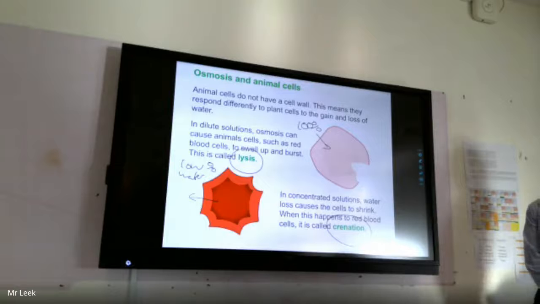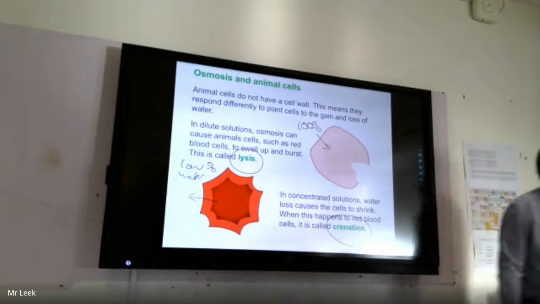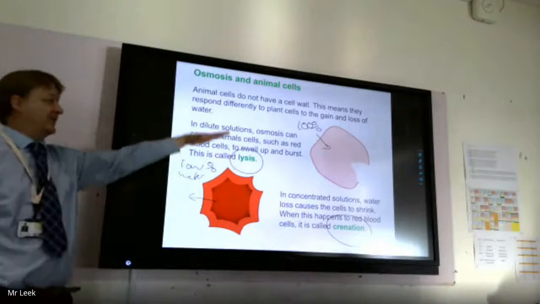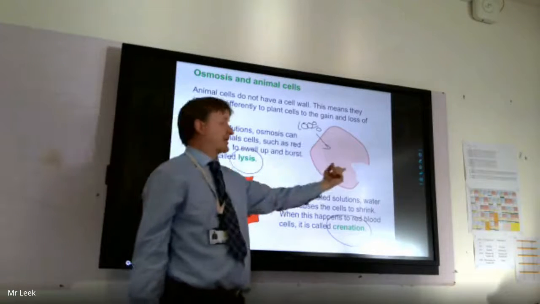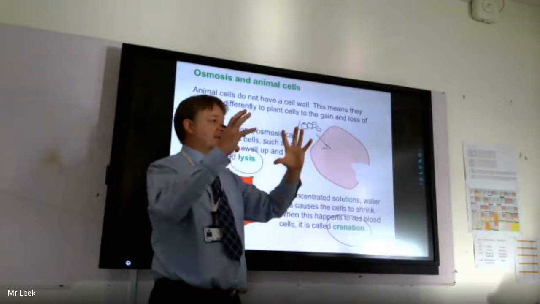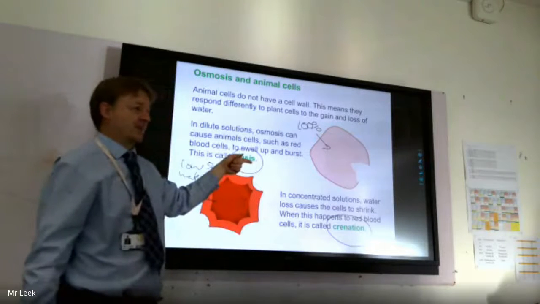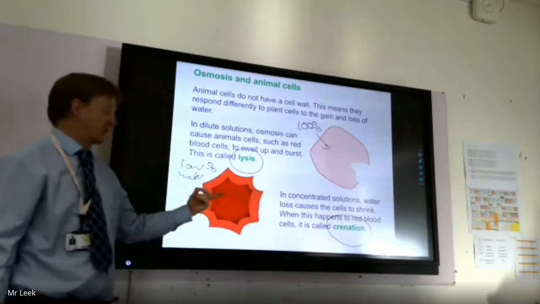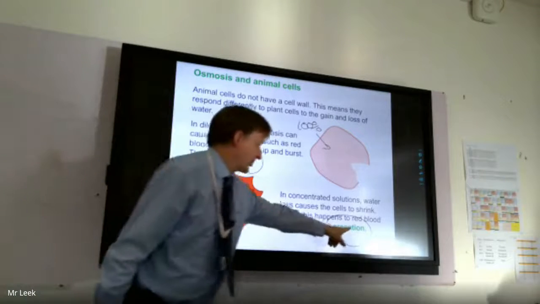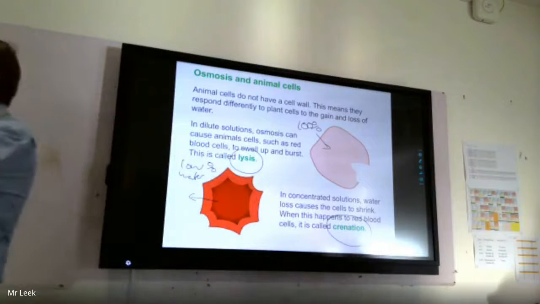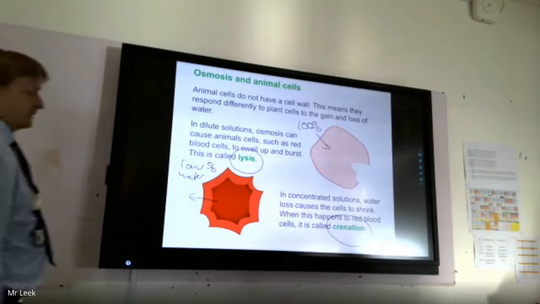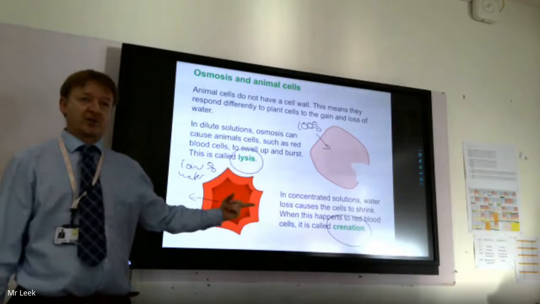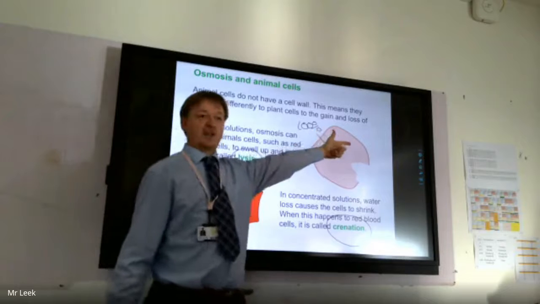Okay, so you just need to write your own notes down. That section is lysis, that section is crenation. But don't just write it, read it down and say, if you put a red blood cell into 100% water, it swells, pops, and that's called lysis. If you then put a red blood cell into strong sugar solution or strong salt solution, it shrinks, and that's called crenation. So this one is a high sugar or high salt solution. That one is a high water solution.